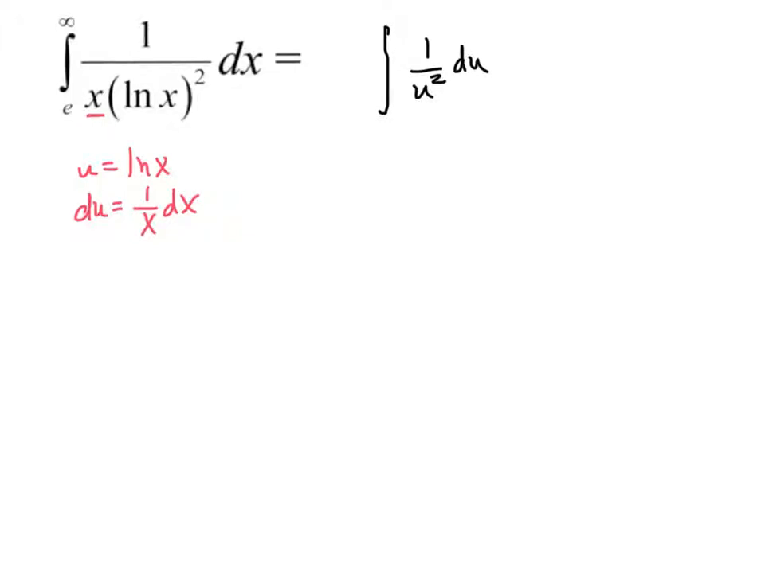Okay, now I should redo my bounds. So e, if I plug that in, the natural log of e is 1. Now the natural log of infinity is still infinity. So let me now do this with a limit statement.